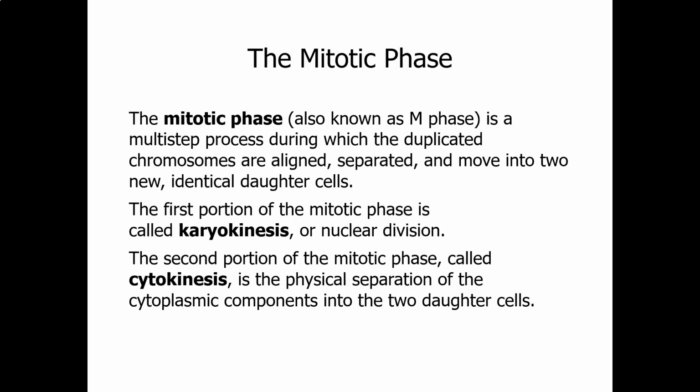In the mitotic phase, known as the M phase, the first part of the mitotic phase is called karyokinesis, or nuclear division. And the second part is cytokinesis, or the division of the cytoplasm, the actual splitting of the cell into two daughter cells.